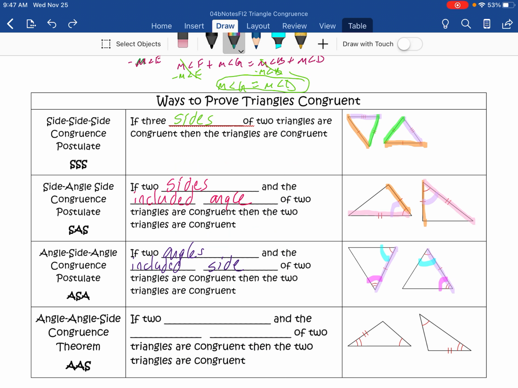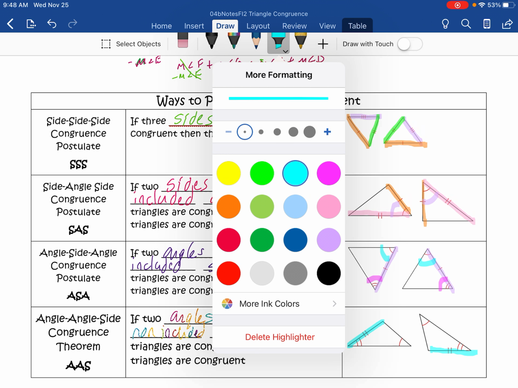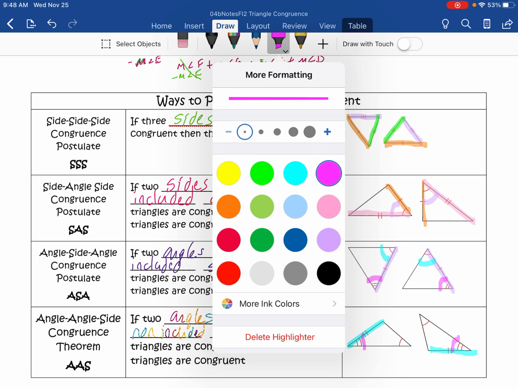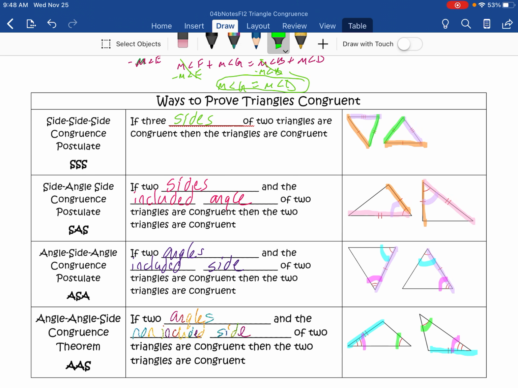Okay. So for this one, it says if two angles and the non-included side of two triangles are congruent, then the triangles are congruent. So in this case, I know this side is congruent to this side. I know this angle is congruent to this angle, and this angle is congruent to this angle. So these two triangles are congruent by angle, angle, side. Okay.